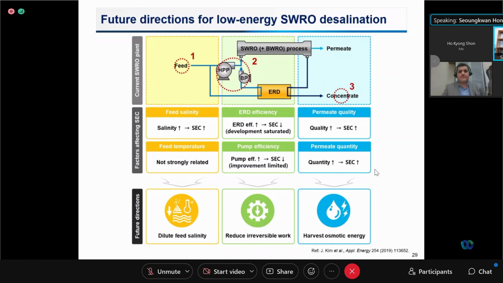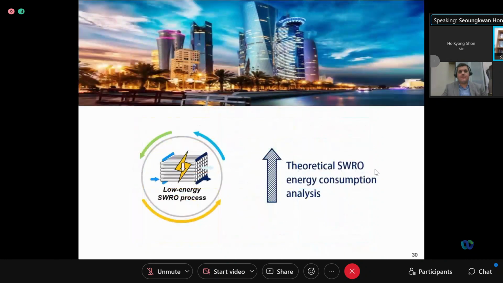Third, when we try to increase both quantity and quality of desalinated water, SEC will go up. Since RO brine becomes more concentrated in this case, the logical way to reduce energy use is harvesting the osmotic energy of highly concentrated RO brine. So with that, next I'd like to discuss the future perspective based on theoretical SWRO energy consumption analysis.